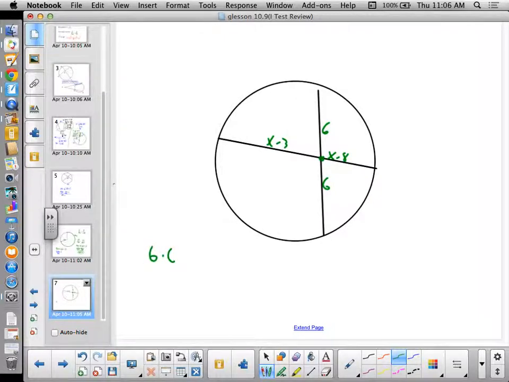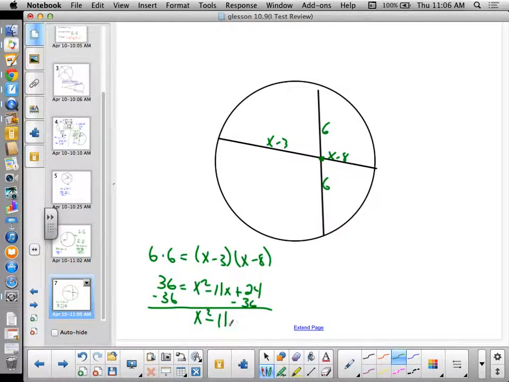6 times 6 equals, okay. Is that just going to give me x squared plus 24? No, I have to FOIL that out, don't I? Okay. So 36 equals x squared minus 11x plus 24. What are we going to do to both sides? Subtract the 36.